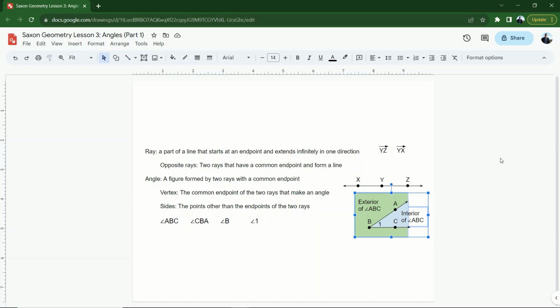All right, and these are the basic definitions that you need to know to start studying angles. We're going to move on to the next lesson where we talk about some postulates and get a little bit more detailed.